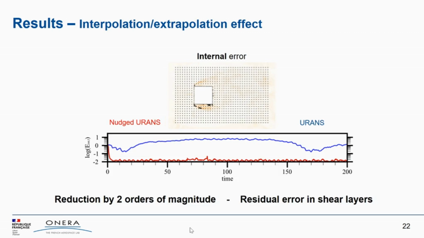Now, we can look more carefully at what happens by distinguishing the error inside the measurement area and outside. And so inside the measurement area, this is called the internal error. And again, if we integrate this internal error in space and show its evolution in time, we obtain the bottom figure, and we see that the reduction obtained with nudged URANS is more or less 2 orders of magnitude.